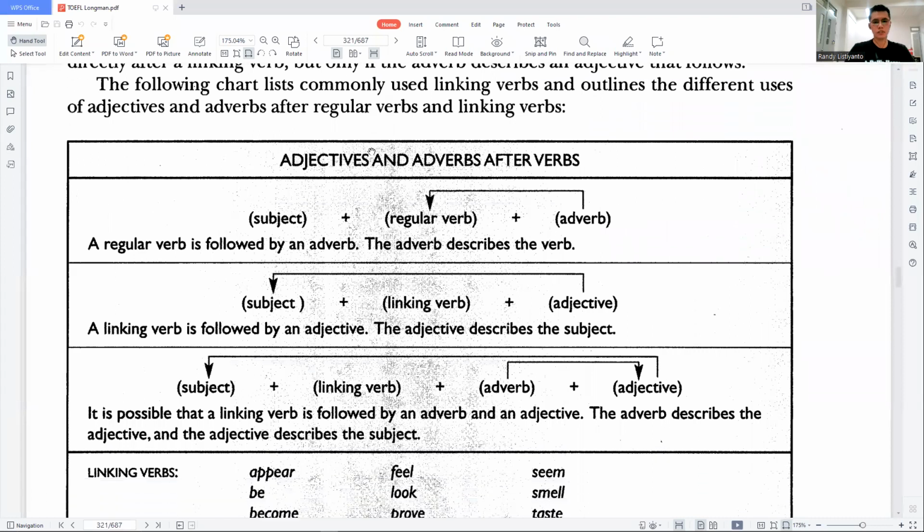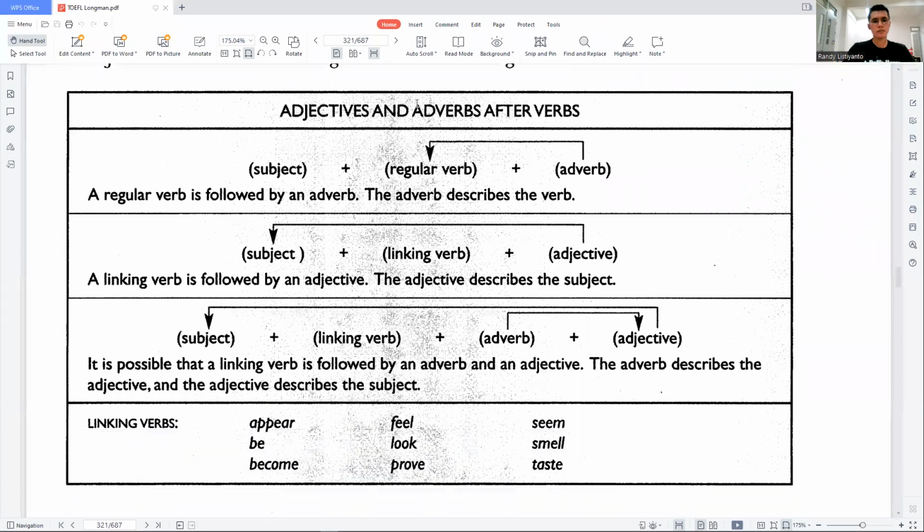Now see this pointing. So basically, if you use a regular verb, it should be followed by an adverb. But if it is a linking verb, it should be followed by an adjective. And also, after a linking verb, it doesn't have to be directly. It is okay if it is not directly. It's like this one here, adjective, and previously used adverb.